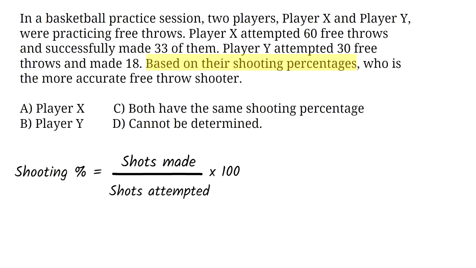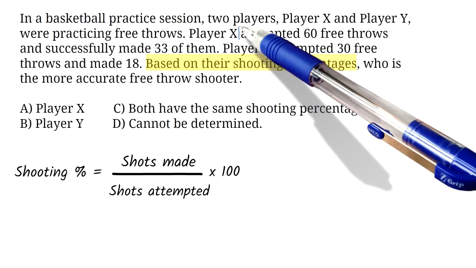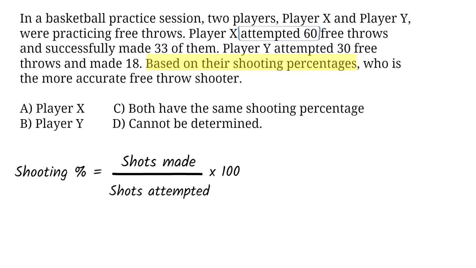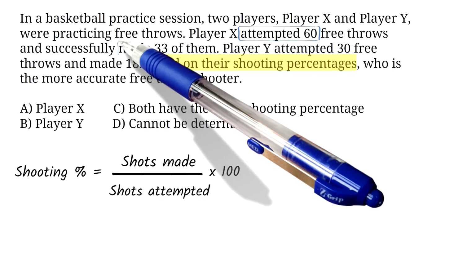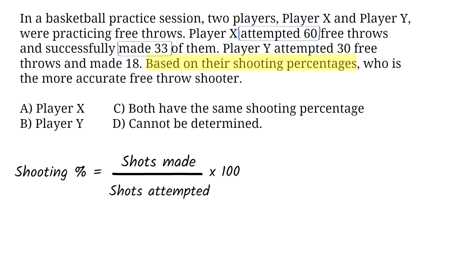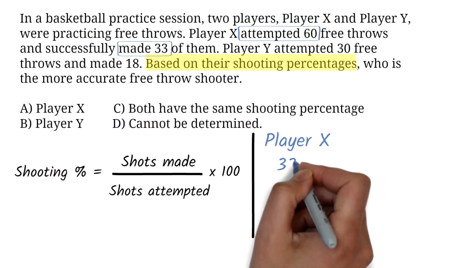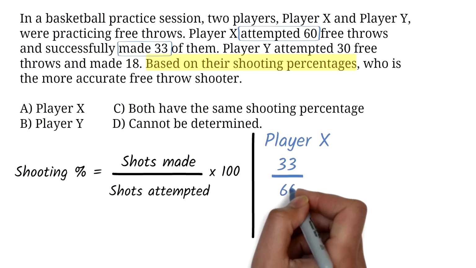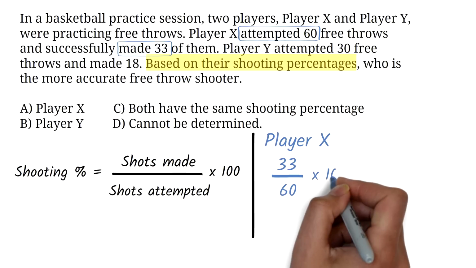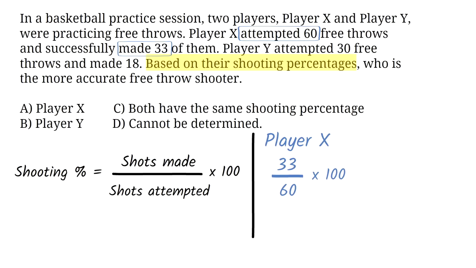From the question, player X has attempted a total of 60 free throws. Out of these, player X has successfully made 33 shots. To calculate player X's shooting percentage, divide the number of successful shots, 33, by the total number of attempts, 60. Then multiply by 100. We do this on the calculator to get 55%. So player X's shooting percentage is 55%.